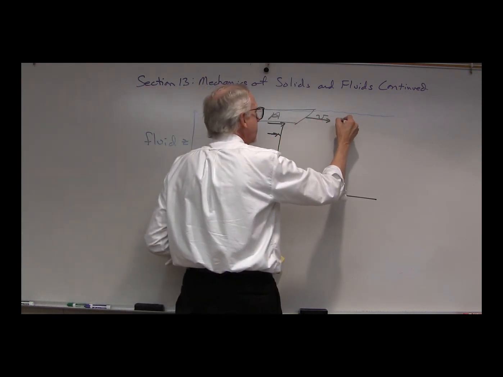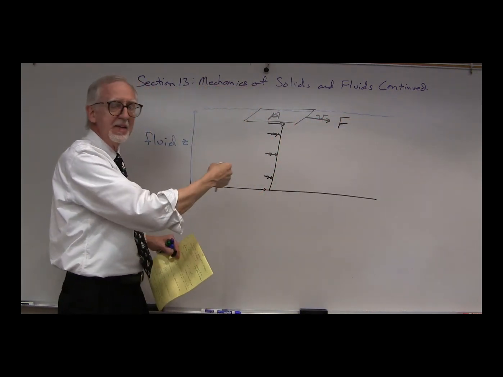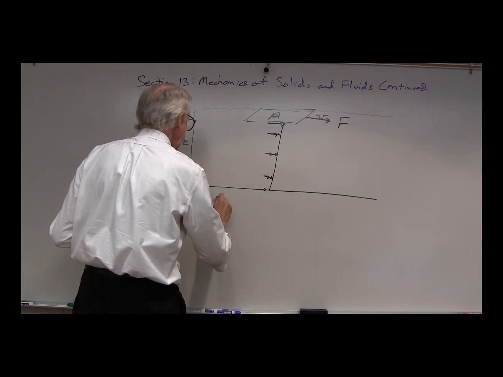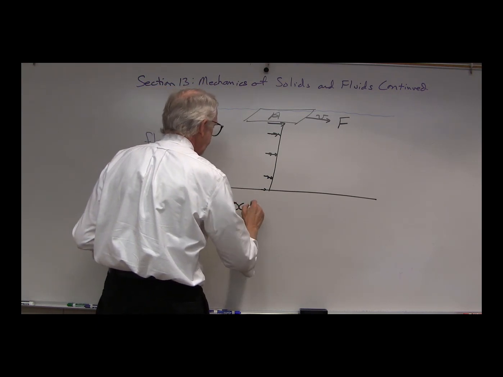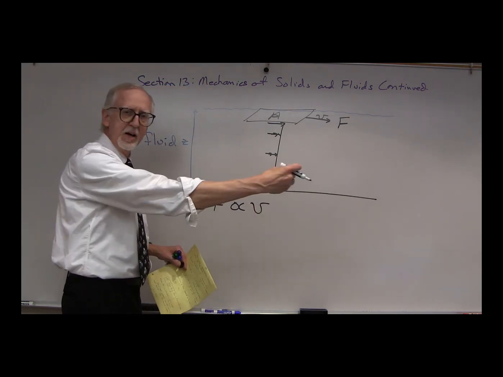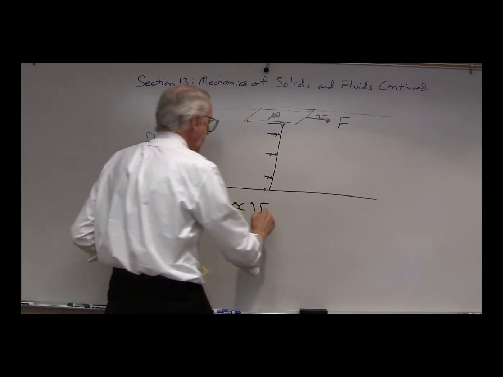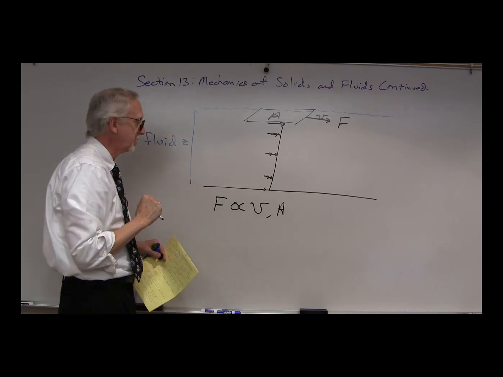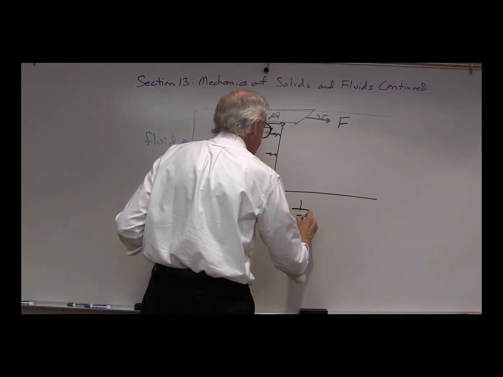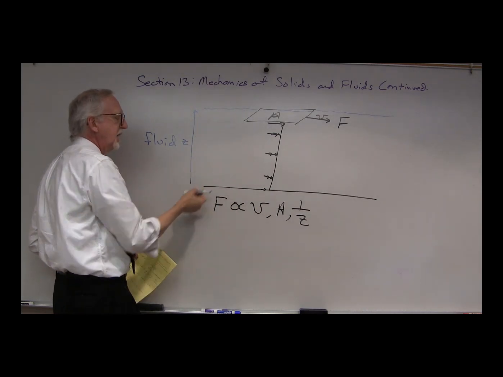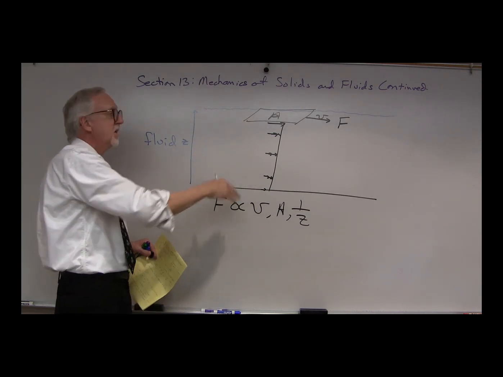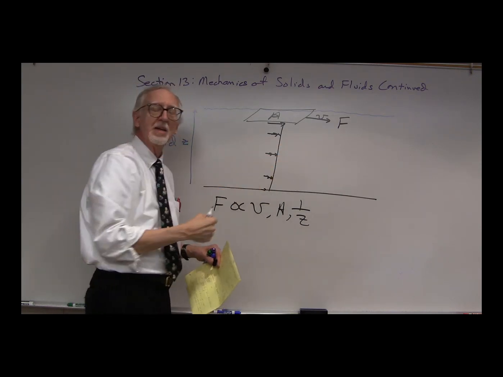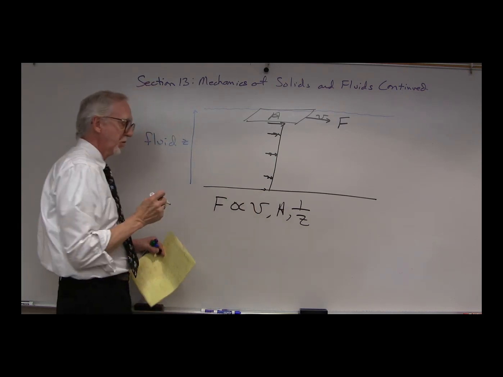The force that we have to apply to maintain this velocity, to keep that plate moving at a constant velocity, we find that the force is proportional to the velocity. The greater the velocity, the greater the amount of force we have to apply. It's proportional to the area. The larger the plate is, the greater the force. It's inversely proportional with the height z. The deeper it is, the slower the velocity has to change, and once we get it moving, the easier it will be to keep it moving. So inversely proportional to z.